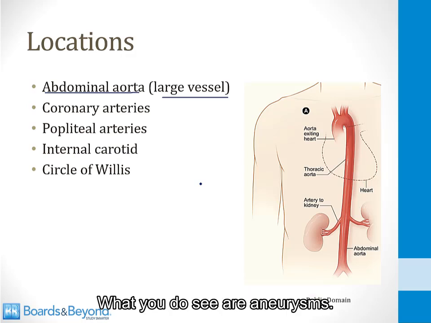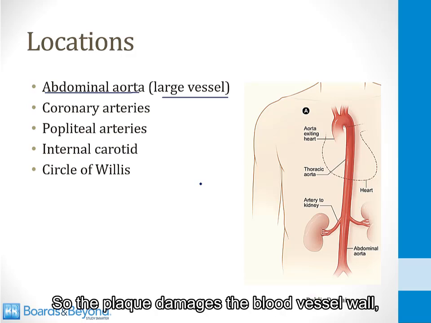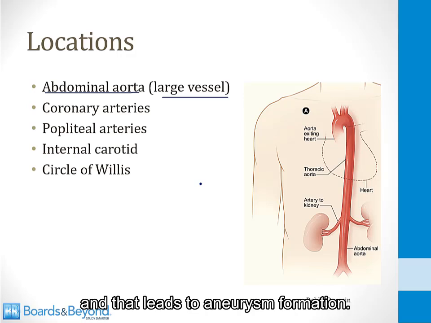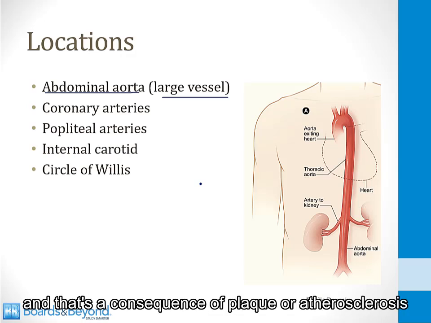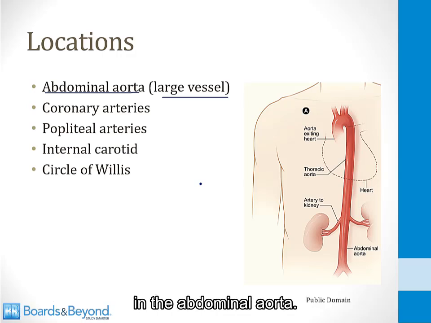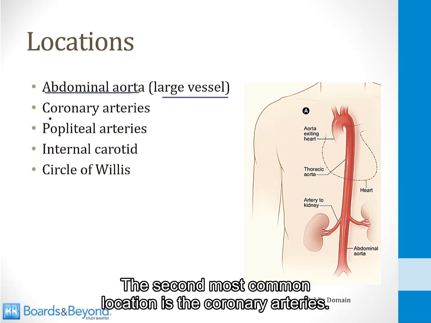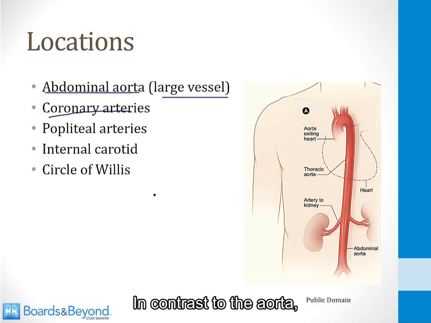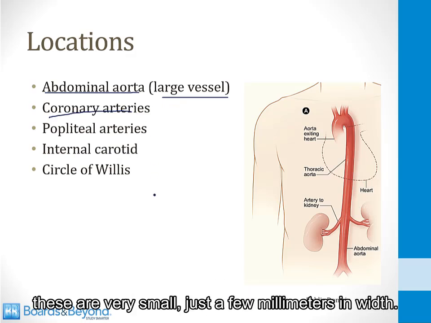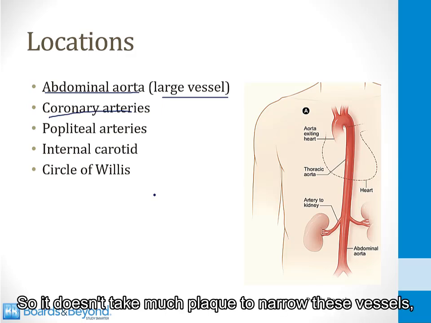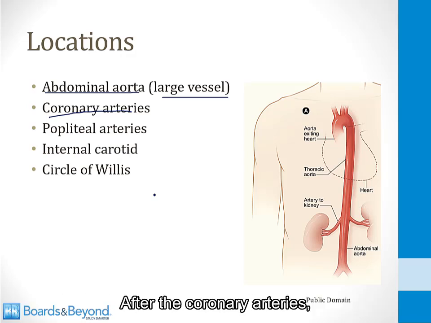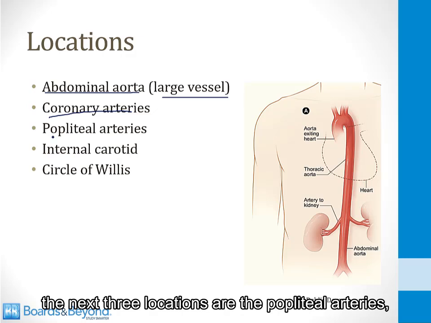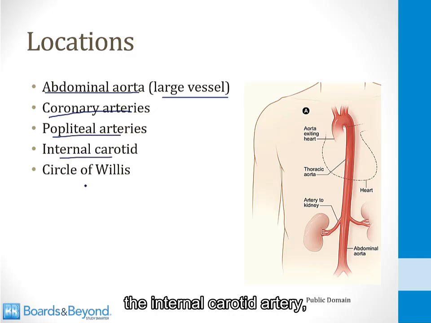What you do see are aneurysms. So the plaque damages the blood vessel wall, and that leads to aneurysm formation. We'll talk about this in a minute, but abdominal aortic aneurysms are very common, and that's a consequence of plaque or atherosclerosis in the abdominal aorta. The second most common location is the coronary arteries. In contrast to the aorta, these are very small, just a few millimeters in width. So it doesn't take much plaque to narrow these vessels, and that's why coronary artery disease is so common. After the coronary arteries, the next three locations are the popliteal arteries, the internal carotid artery, and finally the circle of Willis.